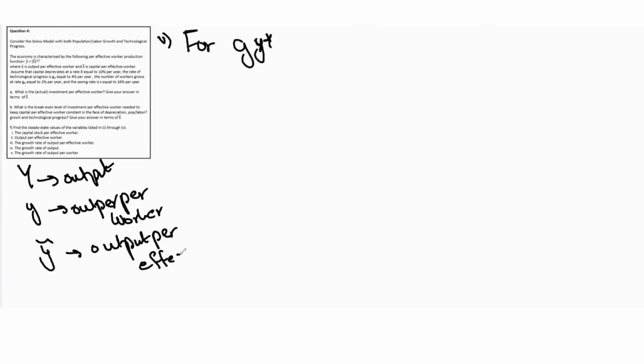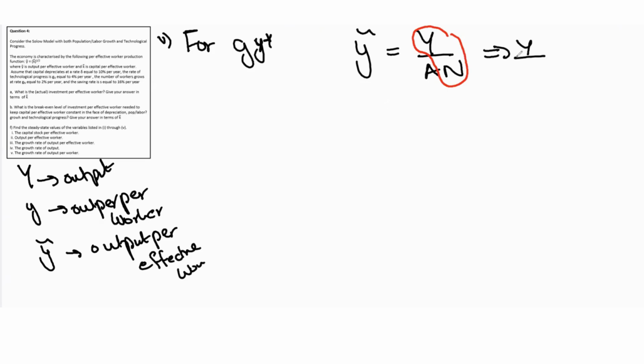So here I want to find the growth rate of output per worker. Let's again recall how we define y tilde. It's Y by EN. Now I want to find what output per worker is so that I can find its growth rate. So I'll solve for Y by N. This means Y by N is equal to y tilde times A. And this is output per worker, small y, and I want to find its growth rate.